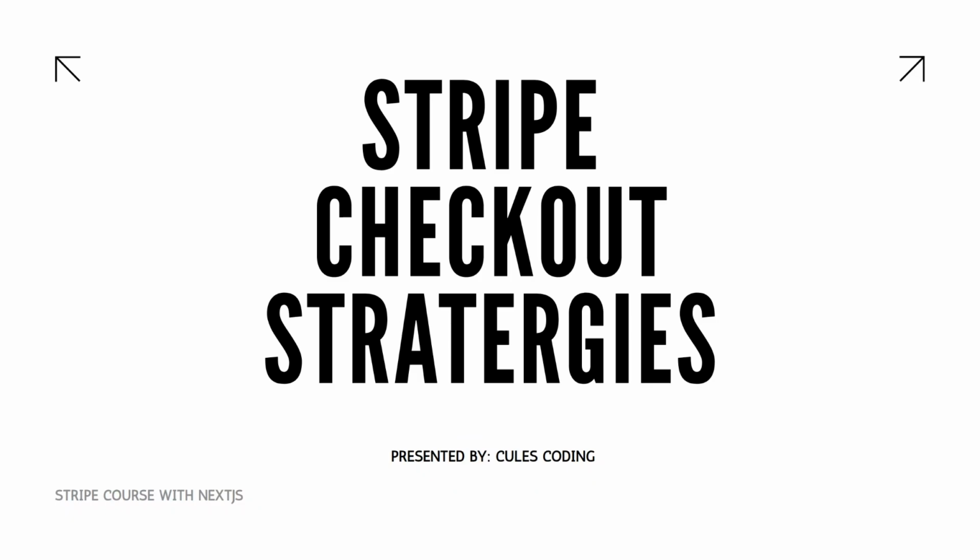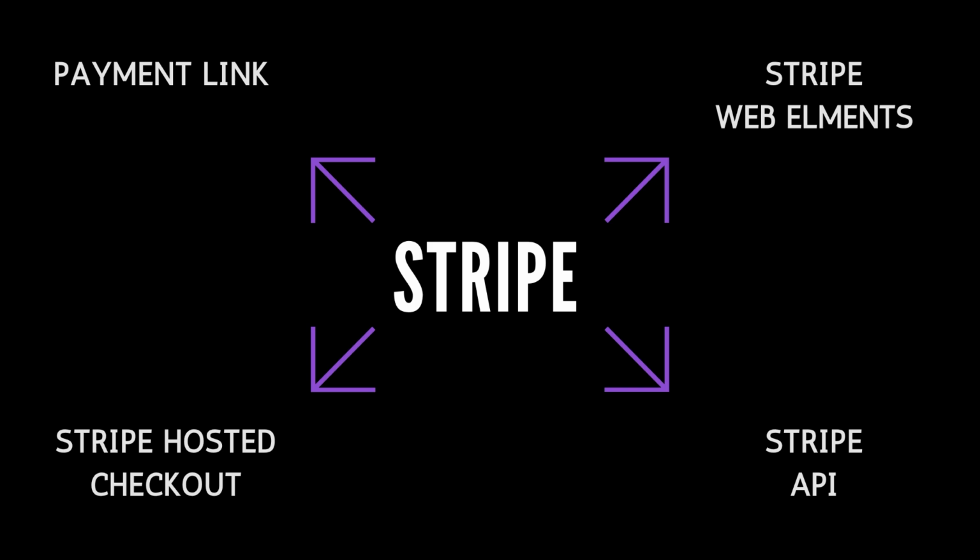Hi everyone, today we'll talk about some of the checkout strategies that you can have with Stripe. Now, there are many strategies, but I'm going to talk about four of them: payment link, web elements, Stripe hosted checkout, and Stripe APIs. So let's see how they work and their pros and cons.